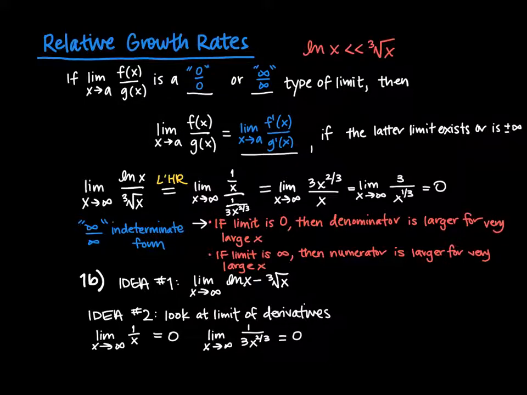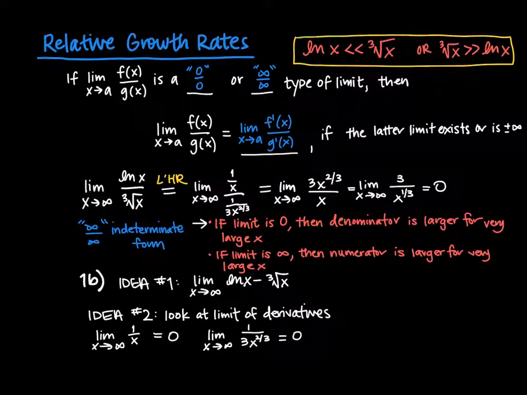Alternatively, you could have also said that the cube root of x is eventually much, much larger than natural log of x. Either of these are valid ways to express the relationship between the growth rates of these two functions. Let's apply this in part C.